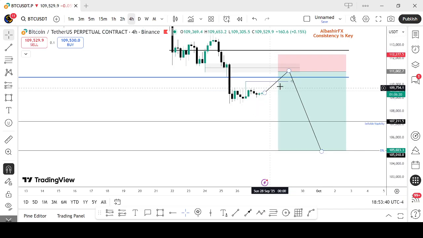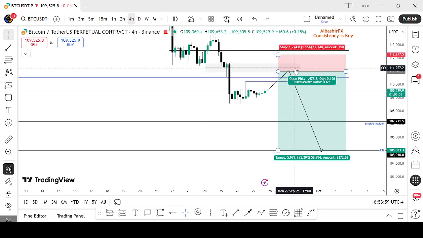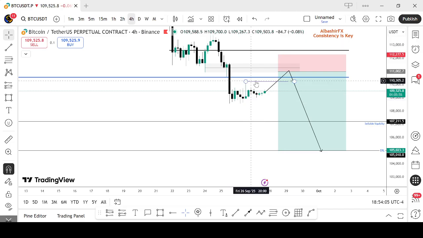So this is what I'm expecting on Bitcoin going into next week. We have our 4 hour bearish order block here, and we also have our breaker block, which is this particular candle. The wick is here, and price should react on that candle wick and take us lower, right? That is what I'm anticipating. Now this will serve as our turtle soup.